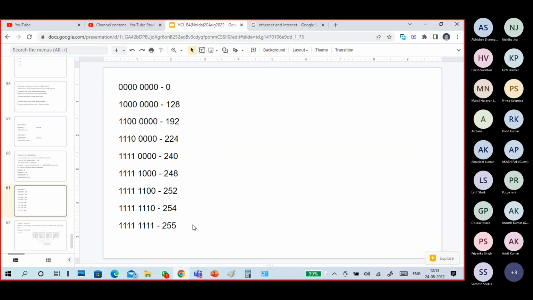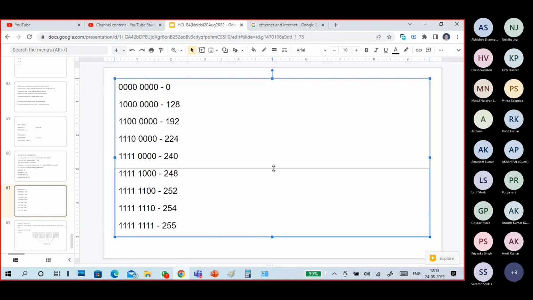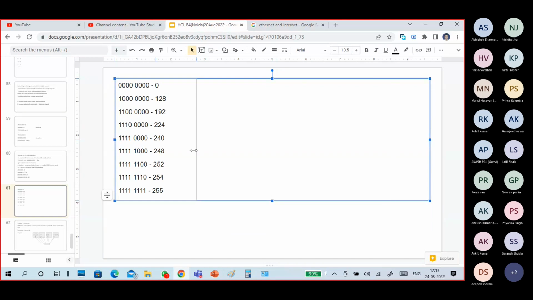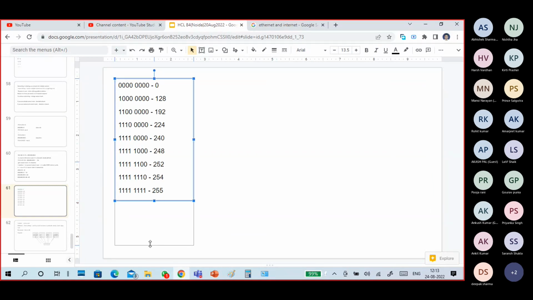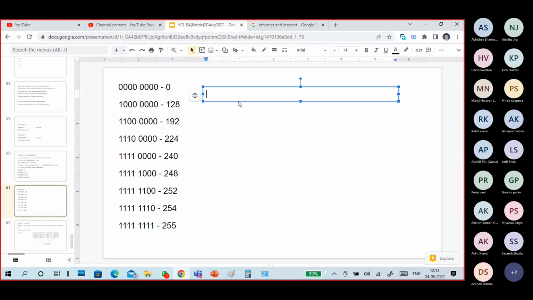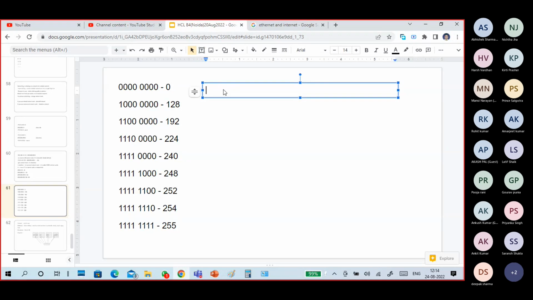Let's take an example. Look at here. This is 255.255.240.0. You know how it looks like: 11111111.11111111.11110000.00000000. So how many ones are there? 8 plus 8 plus 4. So 20 ones are there. So the meaning is /20.